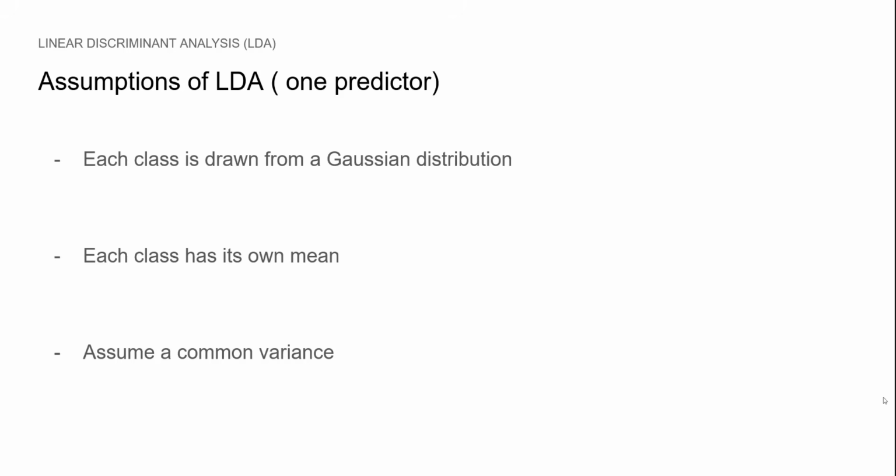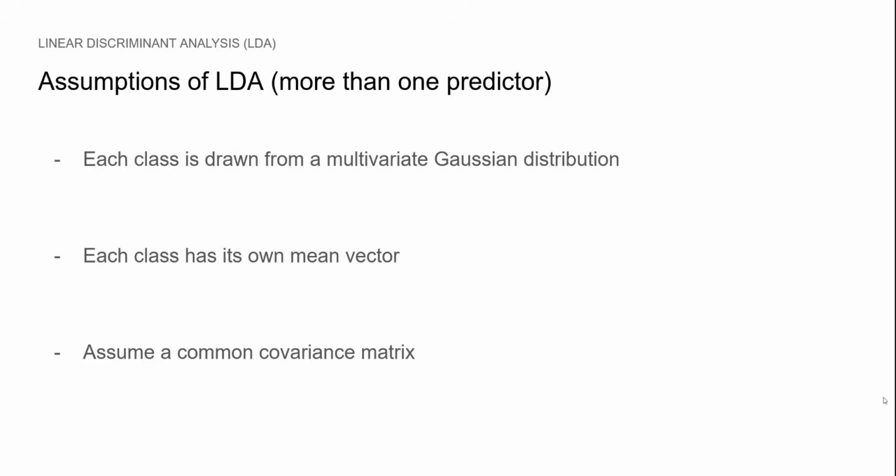When applying LDA, we need to be aware of the assumptions it makes and make sure that it applies to our situation. Here, LDA assumes that each class has a normal distribution and each class has its own mean, but the variance is common for all classes. If you add more than one predictor, which should be the case because usually more predictors gives you better results, then each class is drawn from a multivariate Gaussian distribution and each class has its own mean vector, and there is a common covariance matrix.